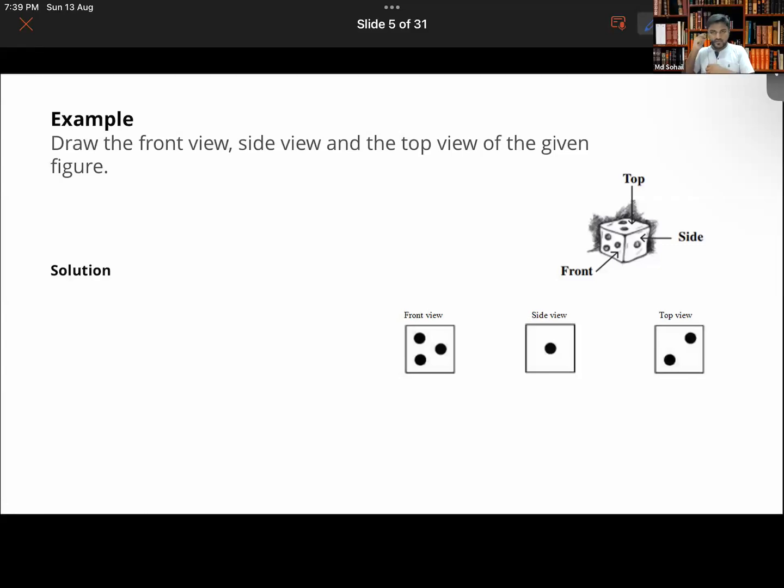Okay, so you have one example of a dice here. Look at the top side and front view of this dice. Now, if you were to represent it on a piece of paper, the front view is going to look like this. There are three dots over it. Side view like this, and top view like this. That is quite simple here.